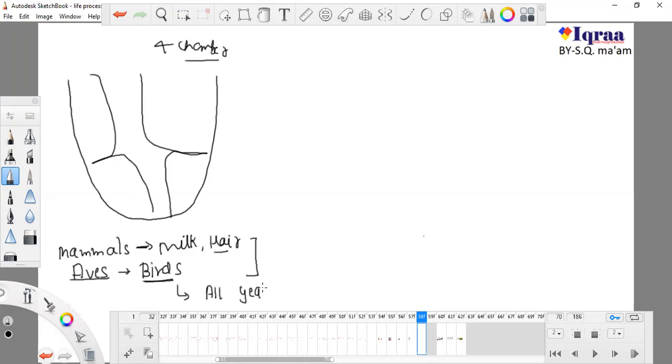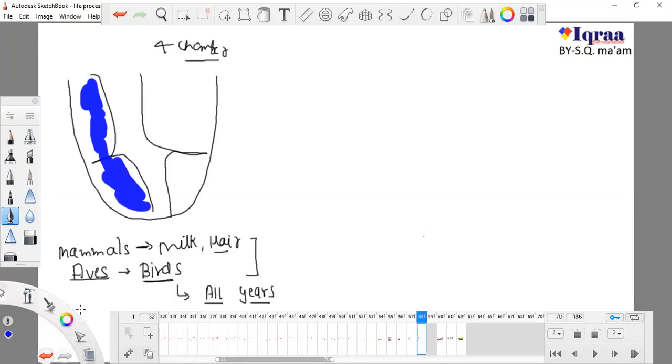It means that you can see all types of birds all year, in winters and in summers. Whatever the weather or the climate, they are active all year, and there is no problem when it is very winter or very summer. Okay, why?